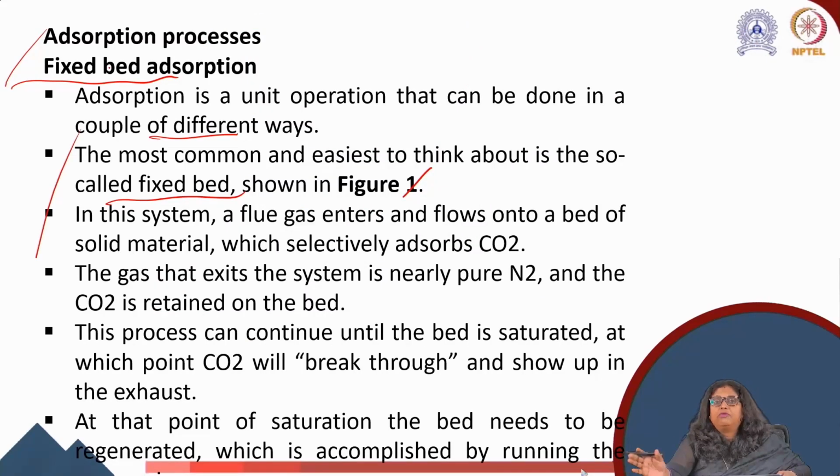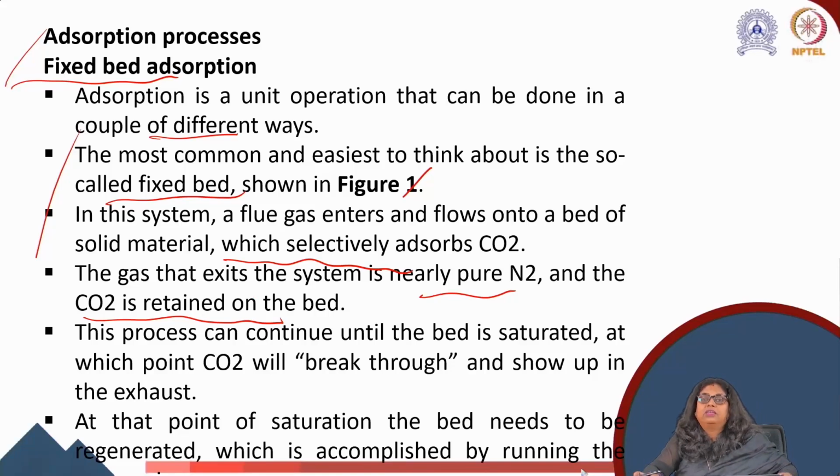So in this system, what we understand is that flue gas enters and flows onto a bed of solid material which selectively adsorbs CO2. The gas that exits the system is nearly pure N2 and CO2 is retained on the bed. This process can continue until the bed is saturated, at which point CO2 will break through and show up in the exhaust.